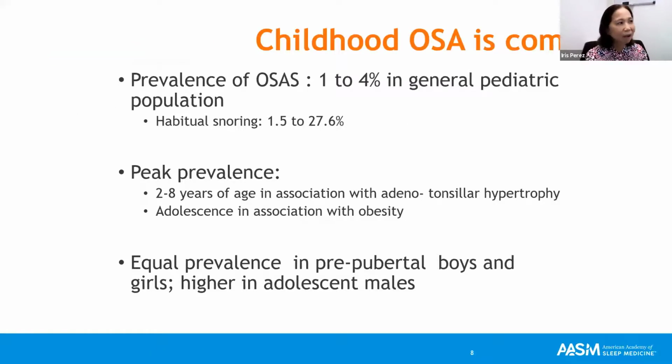Childhood OSA is common. The prevalence is estimated at 1 to 4%, although the prevalence may actually be higher due to the rise in obesity in the pediatric population. The peak prevalence occurs between 2 and 8 years of age, and this coincides with the development of adenotonsillar hypertrophy in this age group. And in prepubertal children, there is equal prevalence in boys and girls, but in adolescents, it may be higher in males.